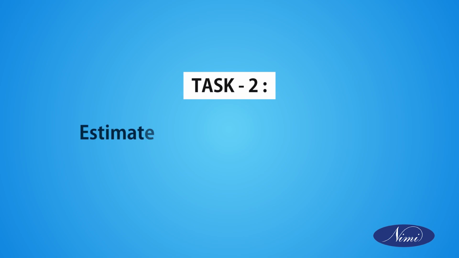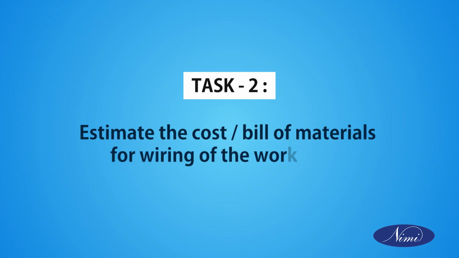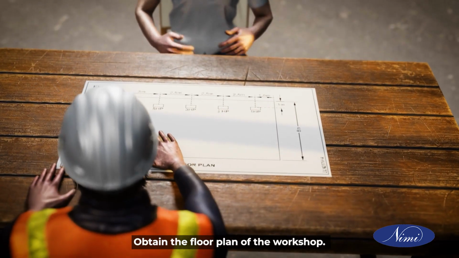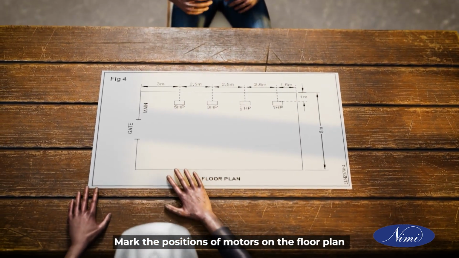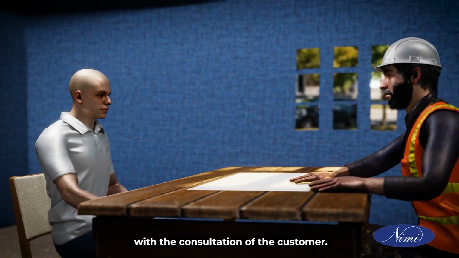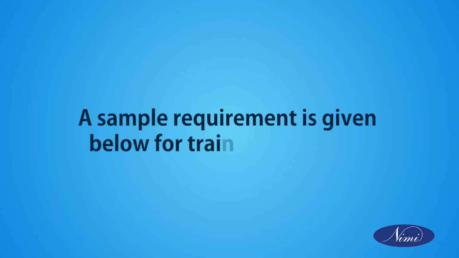Task 2. Estimate the cost bill of materials for wiring of the workshop. Obtain the floor plan of the workshop. Mark the positions of motors on the floor plan with the consultation of the customer. A sample requirement is given below for trainees' reference.